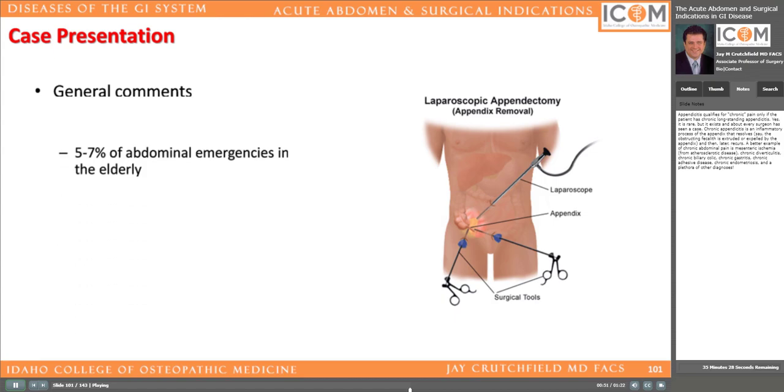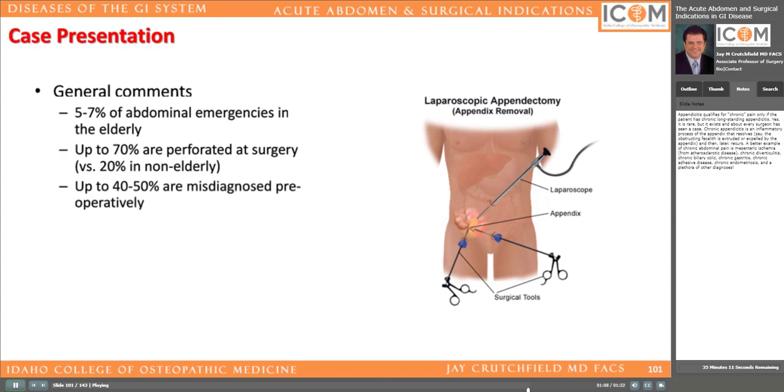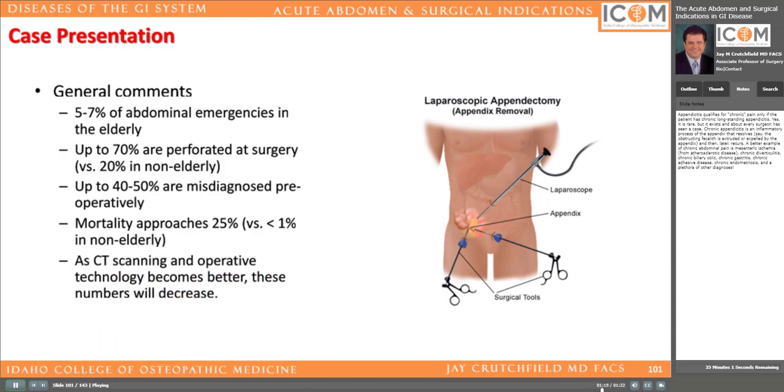Generally, 5 to 7% of abdominal emergencies in the elderly is attributable to acute appendicitis, not chronic. Up to 70% are perforated at surgery, and about 20% in the non-elderly. Up to about 50% are misdiagnosed preoperatively, and the mortality approaches 25% versus less than 1% in the non-elderly. As CT scanning and operative technology becomes better, these numbers will also improve.